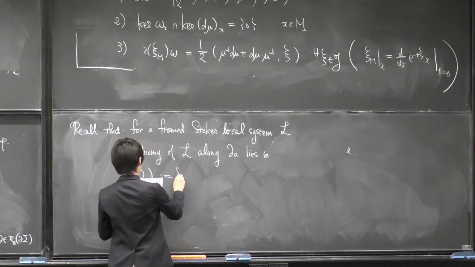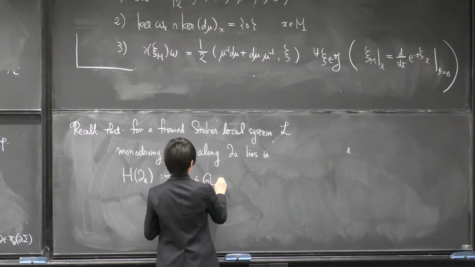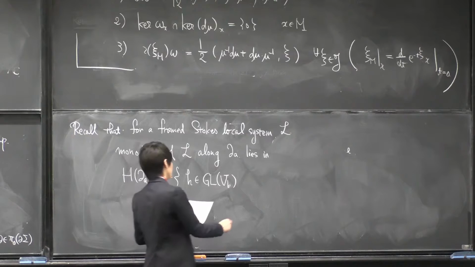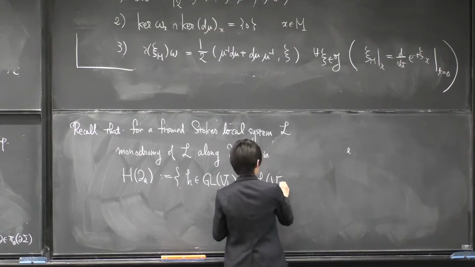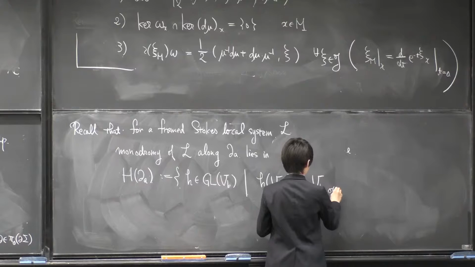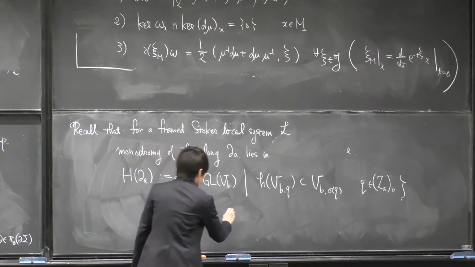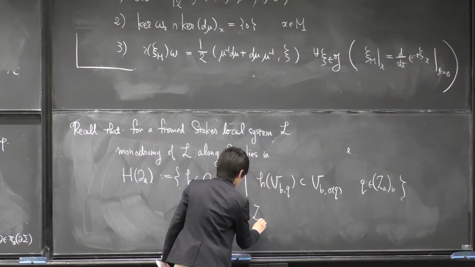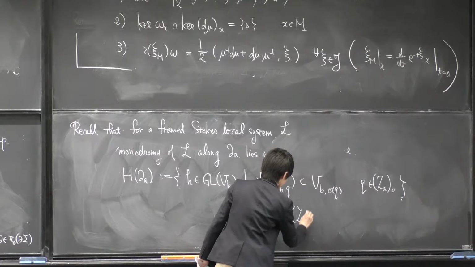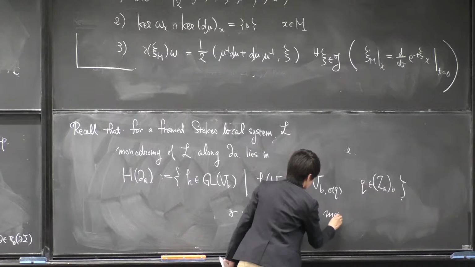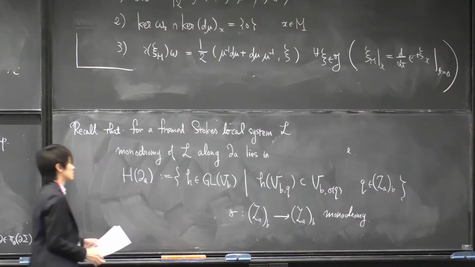The set is defined to be the set consisting of automorphisms satisfying this condition, where sigma is the monodromy of the local system I sub A. So the monodromy of the Stokes local system lies in this set.